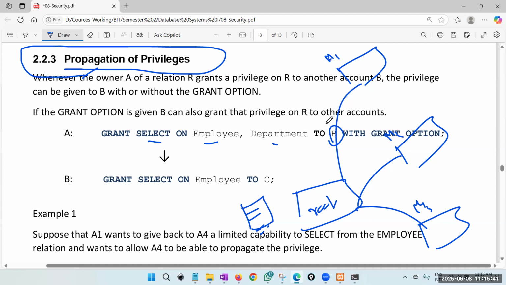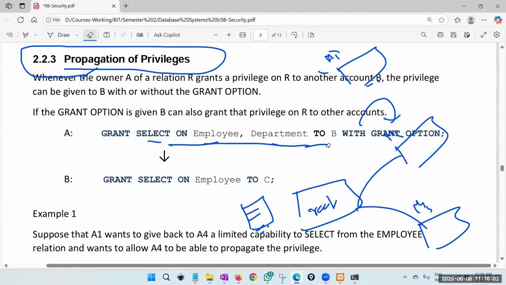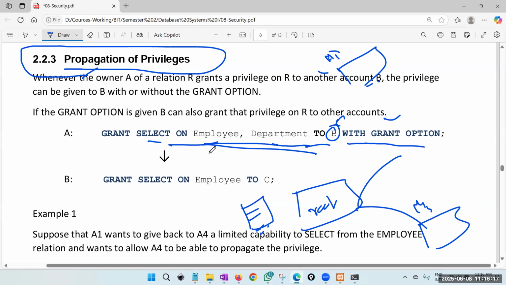So rather, I can give this privilege to this particular user, as well as let that user give it to some other user. Right? So that means I give that access to that branch admin. Branch admin should be able to give it to someone else in that branch. So if you want to do it like that, you need to give your command, say grant select on employee and department to B with grant option. That means we are not only giving this access to this particular user. Now this user also can give that access to some other user. That is called with grant option.